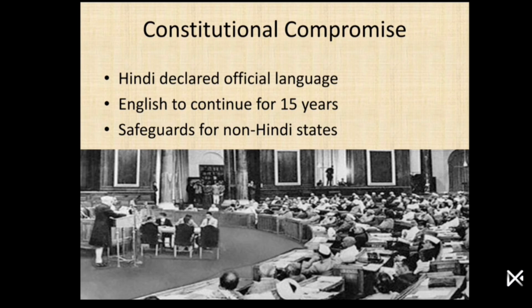It was like a careful deal. First, Hindi was declared the official language of India. Second, English was allowed to continue for the next 15 years so that the system does not suddenly collapse. And third, an important promise was made. No one would be forced to use Hindi. Non-Hindi speaking states would be protected. So this compromise tried to balance unity and diversity.